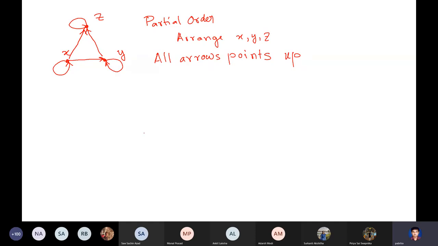So can I do this here? Rather, instead of this, I say that all arrows point up. What arrangement do I need to do this here? So this is X. Let's say this is Y. This is a particular geometric arrangement of X, Y, and Z. So X goes to Y, it goes up. Y goes to Z, it goes up. And X goes to Z, it goes up. And these self loops are there.